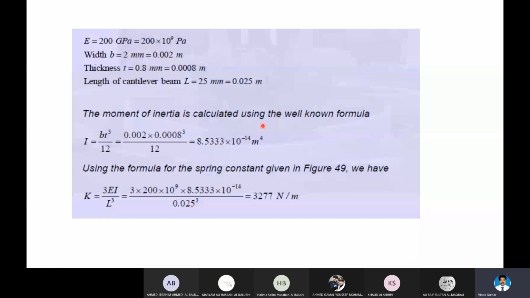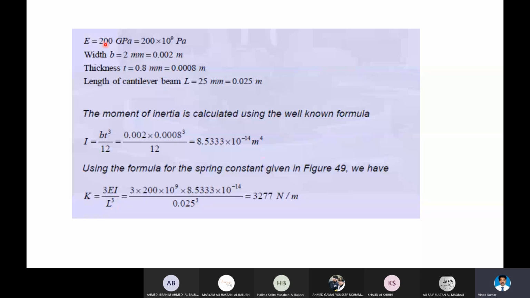The moment of inertia is calculated using the well-known formula. What is moment of inertia? B h cube over 12. B is the width, h is the height. So width is 2, height is 0.8. So B h cube by 12. Now for cantilever beam, we studied the equation for K. So we calculated moment of area, inertia. For cantilever beam, we know the equation for K. The spring constant is 3 EI over L cube.